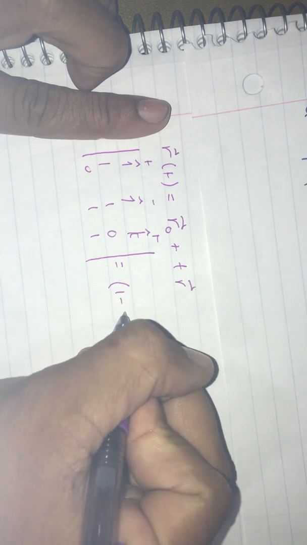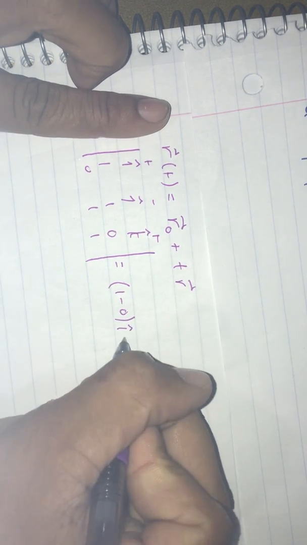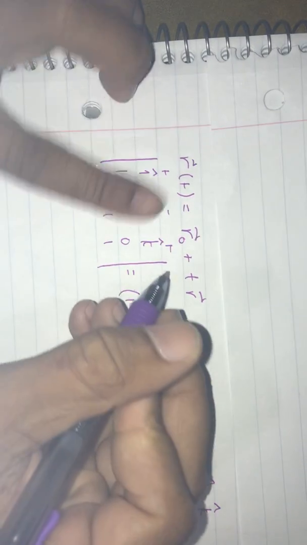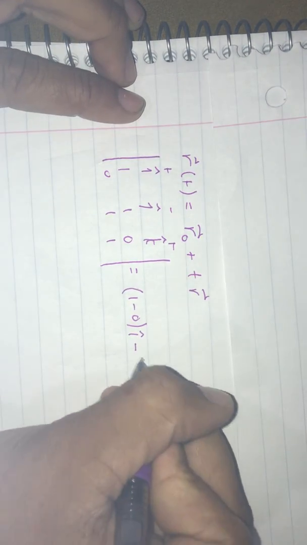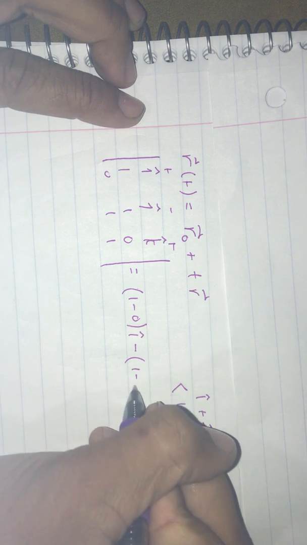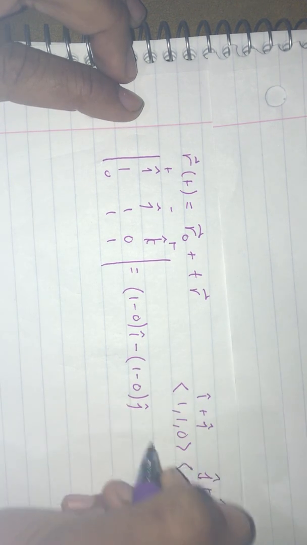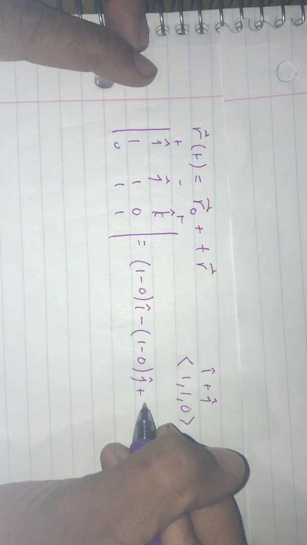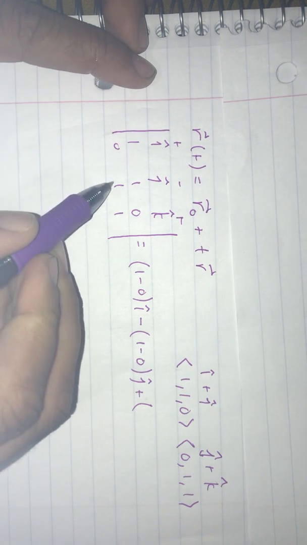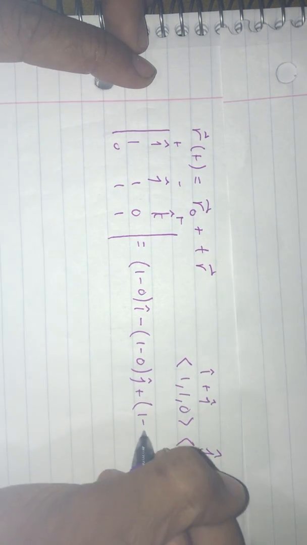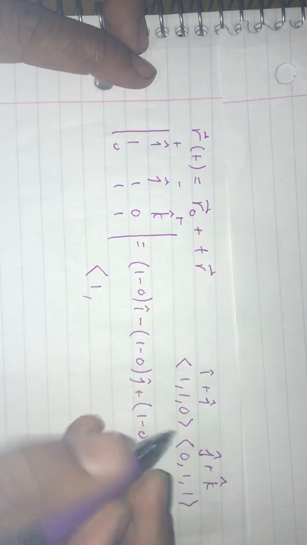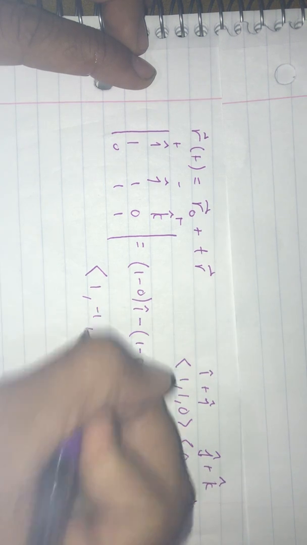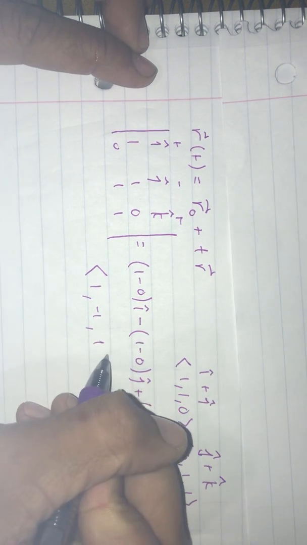And that is going to be equal to, cover the i side, 1 minus 0, and that is in the i direction, minus, because we're going to the j next, cover up the j, 1 minus 0, in the j direction. And then plus our k direction, which is going to be 1 minus 0 again. Simplify all those, and we get the vector: 1 minus 0 is 1, negative 1 minus 0 is negative 1, and then 1 minus 0 again is just going to be 1.